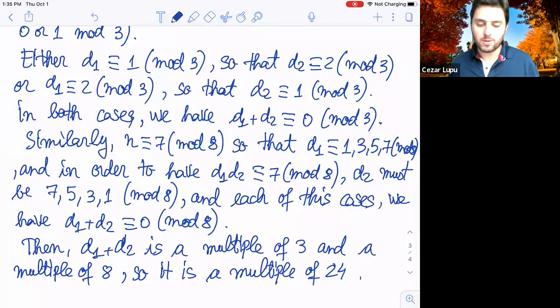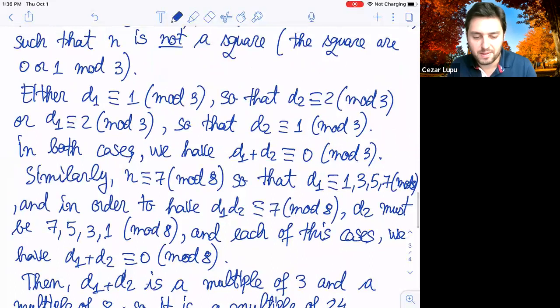And that's pretty much it, right? Is this clear for everybody? So that's what you need to prove. You need to prove that it's a multiple of 3 and a multiple of 8, and therefore it's a multiple of 24. And that's the problem.